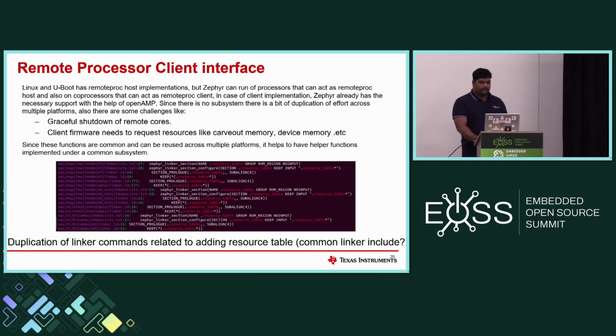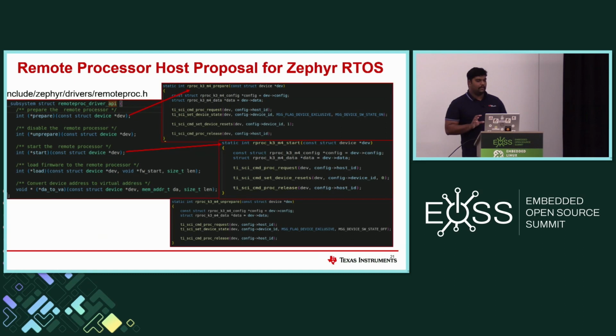So now we looked at the host and client implementation. I have tried to implement something like a remote processor host implementation. This will just expose some API functions. We discussed how it was implemented in Linux. Again, this is not the version I might be putting in the pull request, we are just looking to get feedback and get to a proof of concept that's working. So we are implementing the host implementation where you have prepare, unprepare, start, load, and the device address to virtual address conversion.